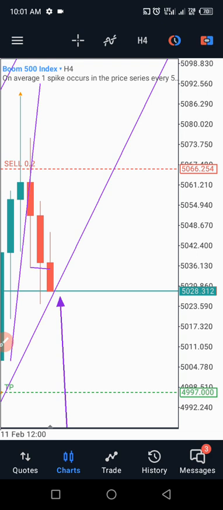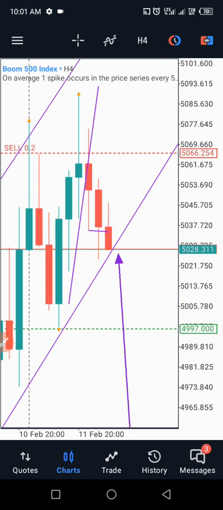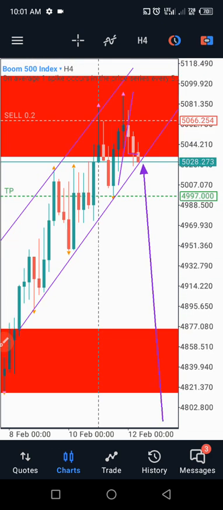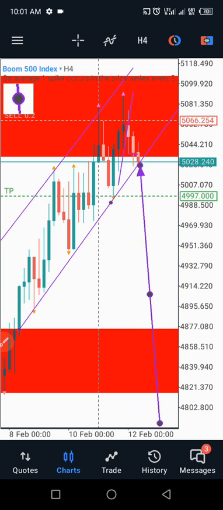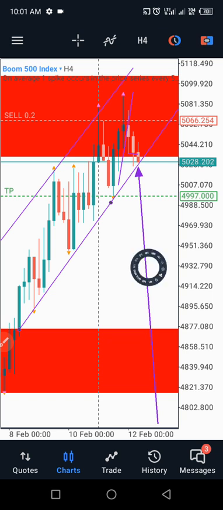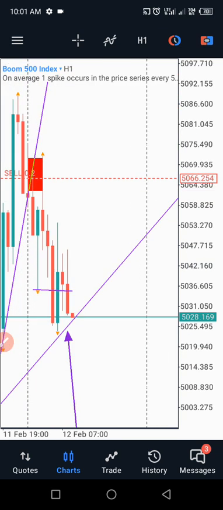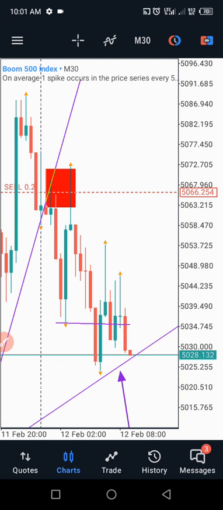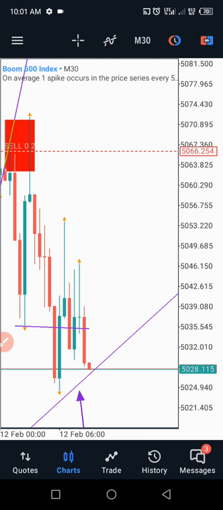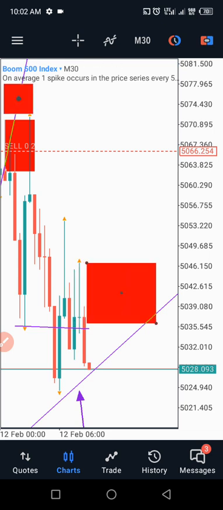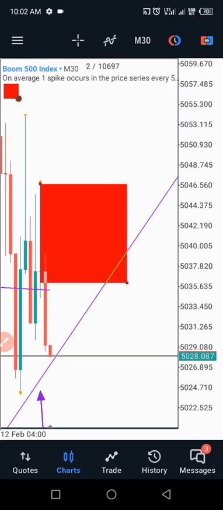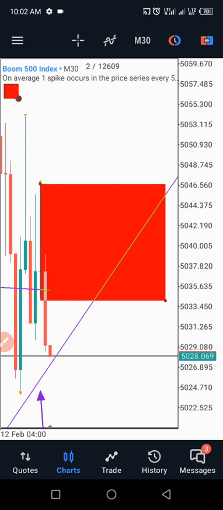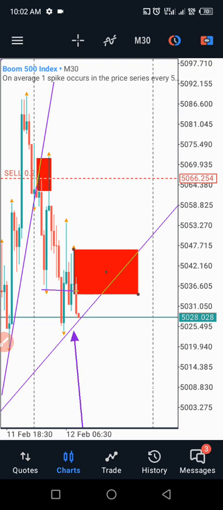Now the same entry I took here is what I want to wait for on the 4-hour time frame. So when price breaks out from our trend line here, I'm going to wait for a retest to an order block, maybe on the 30 minutes time frame. So perhaps price is going to come back here on the 30 minutes time frame, this order block level here. So price is going to come back and test that order block level.